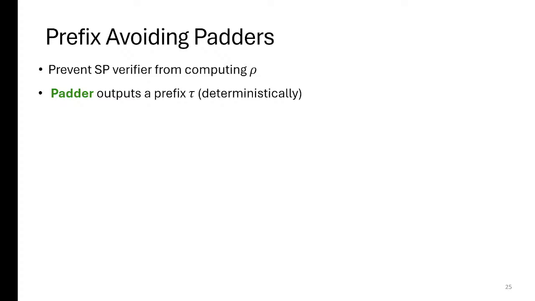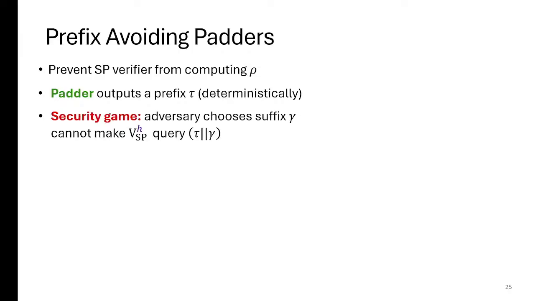So we want to prevent the verifier from making the query. And we have something called a padder. This padder is going to output a prefix tau deterministically in the random oracle model. And the security game is that we have some adversary that chooses a suffix gamma, and it later cannot make the verifier make the query tau, this tau prefix concatenated with gamma.